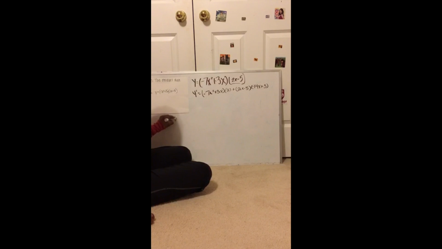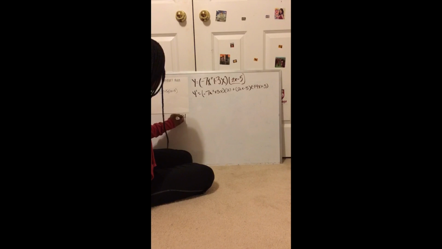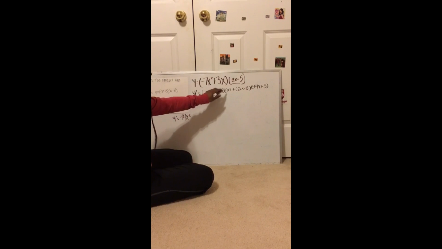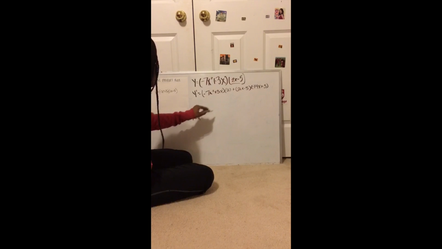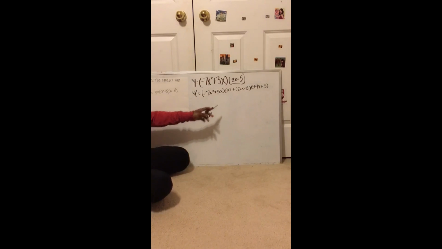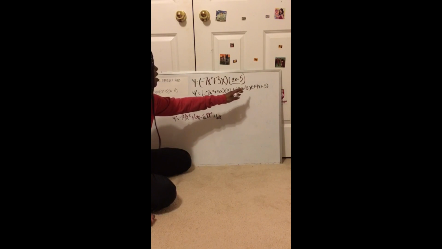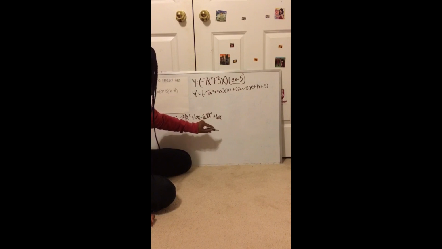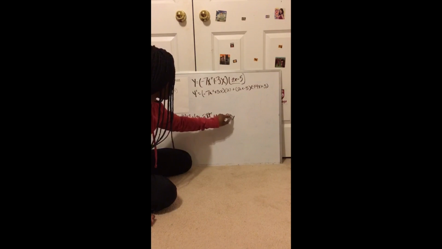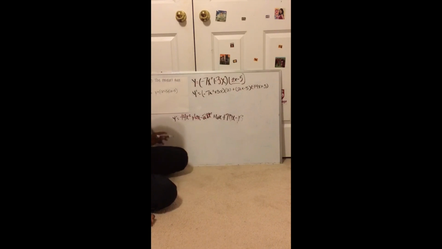So you would write negative 7x times 2 is negative 14x squared. 3x times 2 is 6x. 2x times a negative 14x is a negative 28x squared. And a 2x times a 3 is a 6x. And then a negative 5 times a negative 14x is a 70x. And then a negative 5 times a 3 is a negative 15.